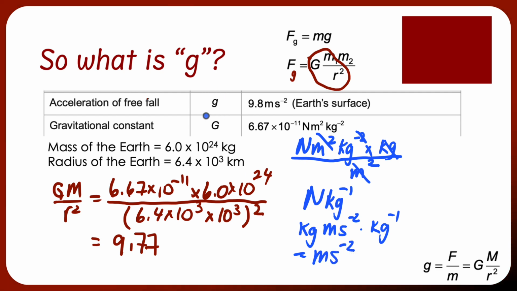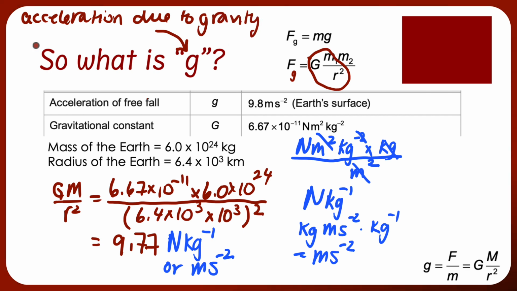So that means g, which we were calling acceleration of free fall, is also the same as this gravitational field strength. I can either put here newtons per kilogram or meters per second squared. So I'm going to write up here, what is that little g? It is the acceleration due to gravity or gravitational field strength.